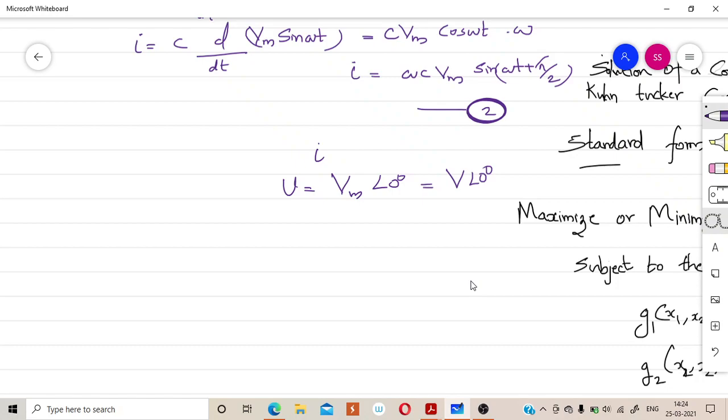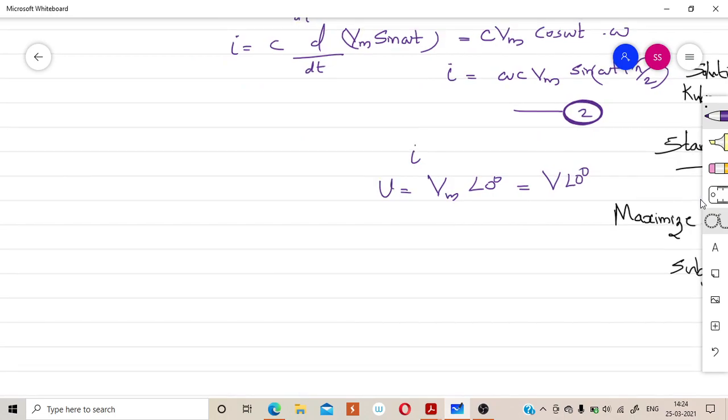Okay, similarly, I can be written as Im at an angle pi by 2, that is plus 90 degree, and that can also be equated to I RMS, I at an angle 90 degree, where I is our RMS value. So this is the V phasor, and this I'm taking as the I phasor.